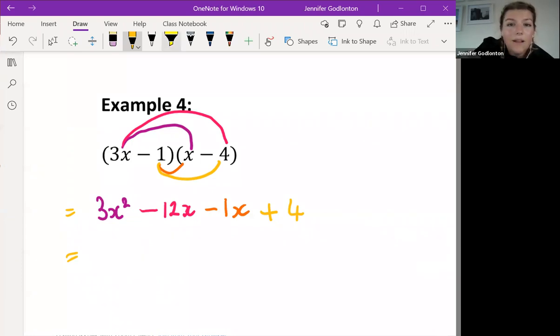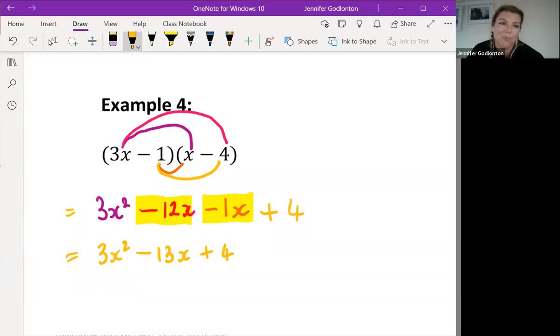Then the last step, all we're doing is adding our like terms. So we're taking the -12 and then we're minusing another 1. So we're going backwards on the number line. So we have 3x squared, -12 minus 1, which is -13x, and then we've got plus 4. And that's the whole thing. That's all we have to do. If you got the signs right, that's amazing. Well done.